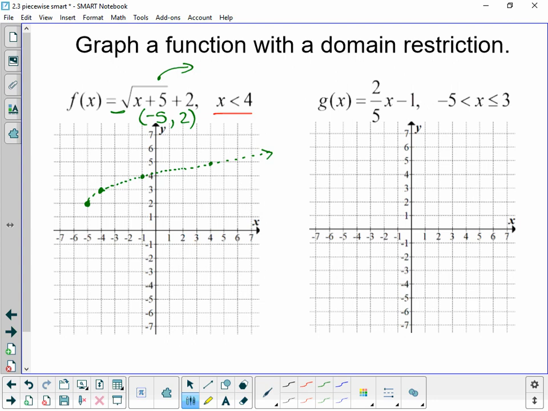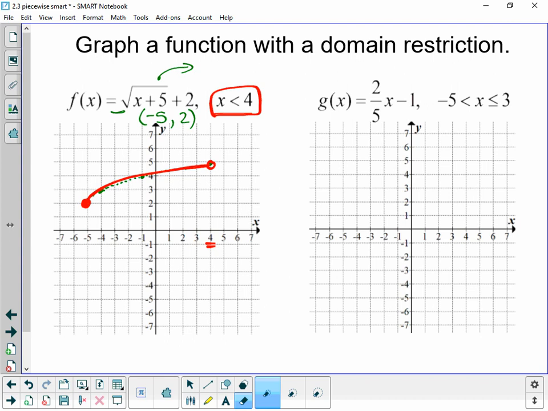But what my domain restriction tells me is that we only want to keep part of that function, the portion where x is less than 4. Well, here's the x value 4 on my graph. We only want to keep the portion that is less than 4 and not including 4, so we would have an open circle here, and we would only keep this portion of the graph. Everything else we would want to erase, and that is not part of the function f of x because of that domain restriction. So it's a root, but it's only part of a root.